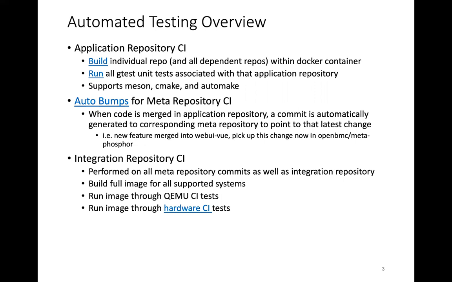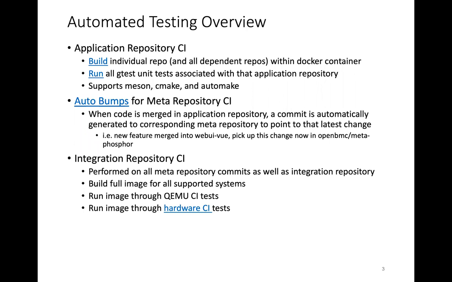Auto bump is another tool that we have. It's a cron job that runs every 5 minutes, and it looks for any new code that's been put into the application repositories, any code that's been merged. And if it sees some code, it'll generate a Gerrit commit into the appropriate meta layer that will then pick up that code. So this is where you're taking that change that you put into BMC Web or Phosphor State Manager, and you're bringing it into the appropriate meta layer, which in most cases for us is MetaPhosphor. That's where the majority of OpenBMC code is going into.